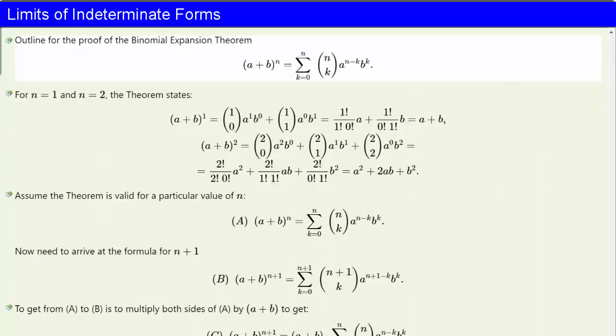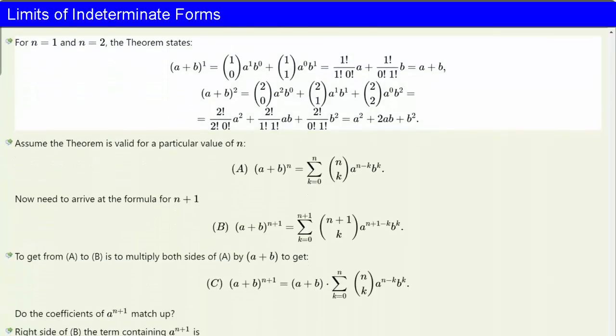Here is a statement of the theorem. The quantity a plus b raised to the nth power is the sum from k equals 0 to n of the binomial coefficient n choose k times a to the n minus k times b to the k. First, for n equal 1 and 2, the theorem states the following. A plus b to the first power is a plus b. Good. A plus b quantity squared is 2 choose 0 times a squared b to the 0, plus 2 choose 1 times a to the first power b to the first power, plus 2 choose 2 times a to the 0 b squared. And when you write that out, it's just a squared plus 2ab plus b squared. So far, so good.